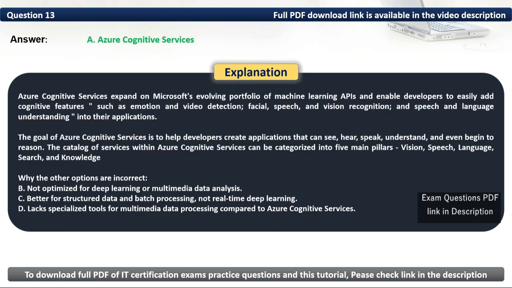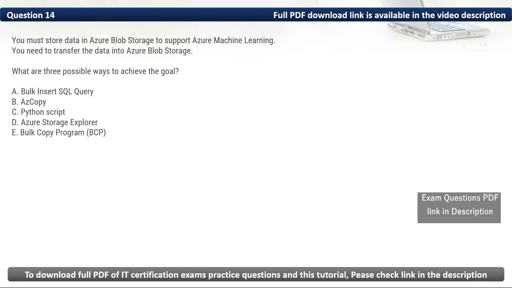Azure Cognitive Services expand on Microsoft's evolving portfolio of machine learning APIs and enable developers to easily add cognitive features such as emotion and video detection, facial, speech and vision recognition, and speech and language understanding into their applications. The goal of Azure Cognitive Services is to help developers create applications that can see, hear, speak, understand, and even begin to reason. The catalog of services within Azure Cognitive Services can be categorized into five main pillars: vision, speech, language, search, and knowledge.